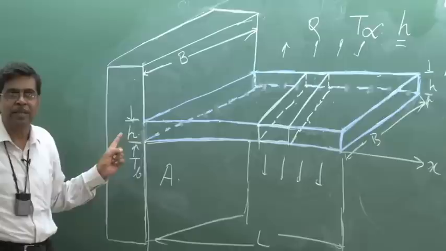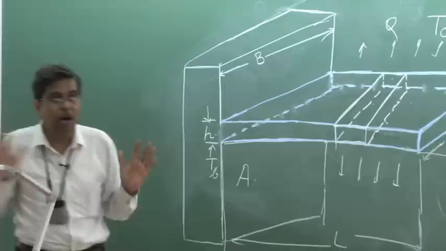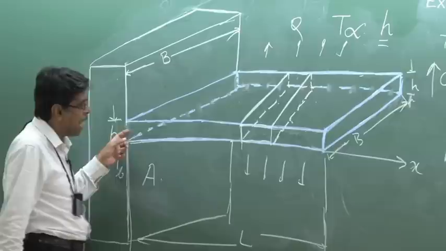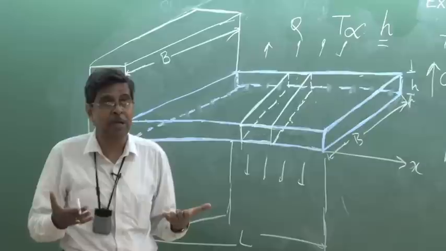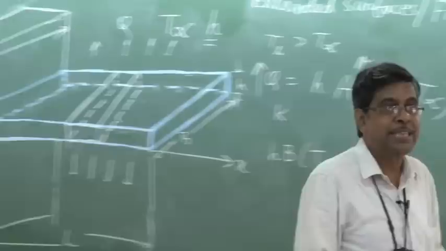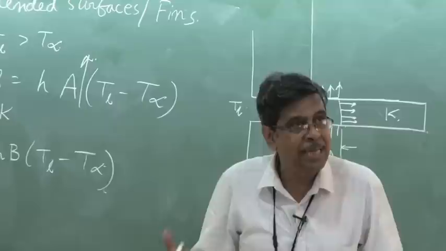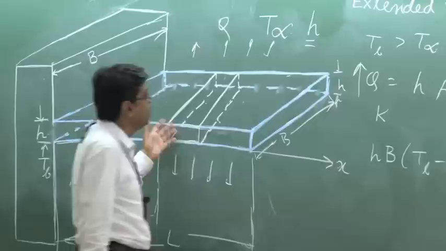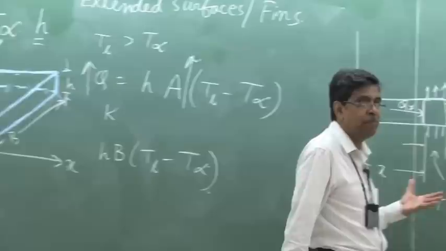Clear to everybody how the fin works: it puts an additional thermal resistance in conduction along the direction of flow, but it gives huge heat transfer by convection by allowing more lateral surface, which is at even less than the base temperature, but transfers a huge amount of heat because of its surface area. So now, if this is the problem which we have understood, then the next part becomes so simple.